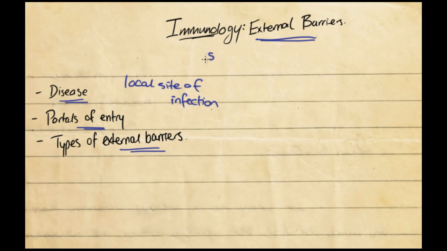And the first line of defense are our external barriers. So before looking at what barriers our body has, let us look at the portals of entry, so the ways pathogens can get into our body. So I'll bring up a picture.